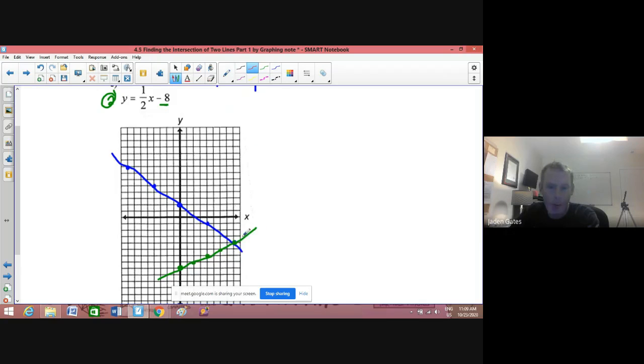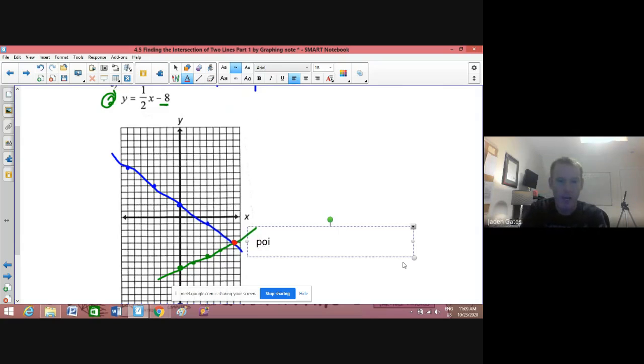And again, we want our point of intersection. There it is. I've got to figure out what that point of intersection is. I've got to state it, right? POI, point of intersection is, let's see here. Are we going 1, 2, 3, 4, 5, 6, 7, 8 to the right? There's our x value. And then we've got to go down 1, 2, 3, 4. So our point of intersection is 8, -4.